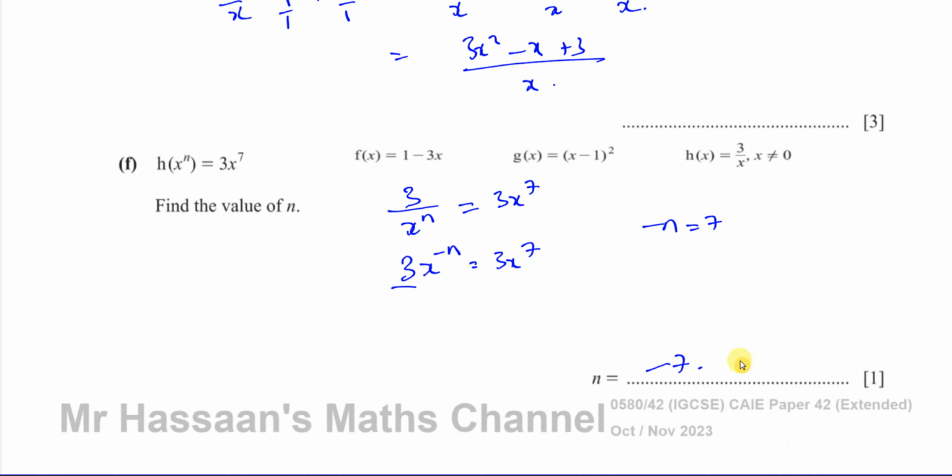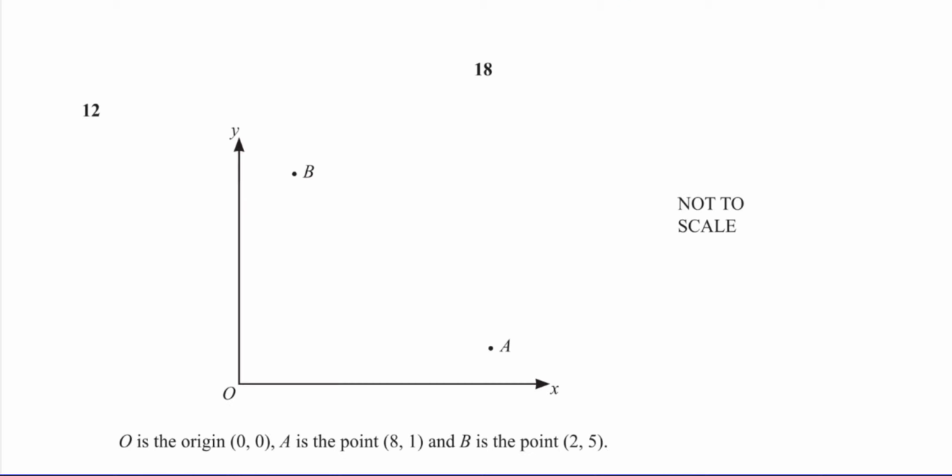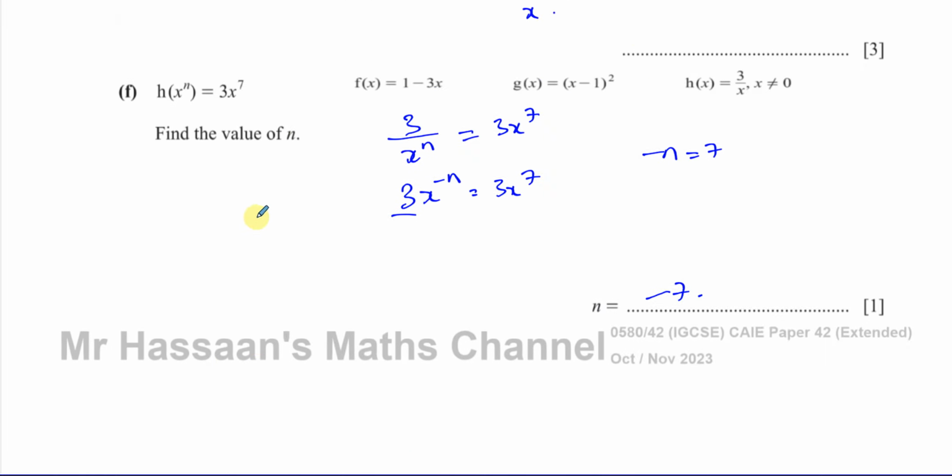And that is basically the end of this topic. Okay, so that completes this question. I think that's it. Yeah, the next question is question 12. There's nothing else here. That's right.